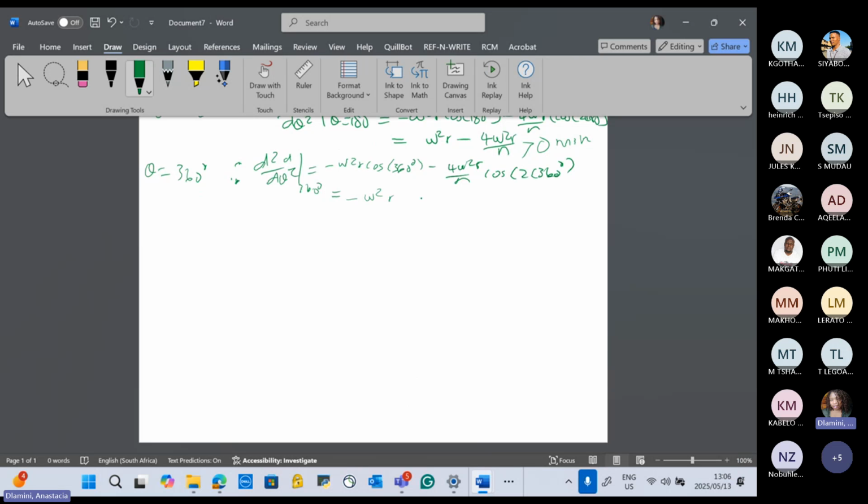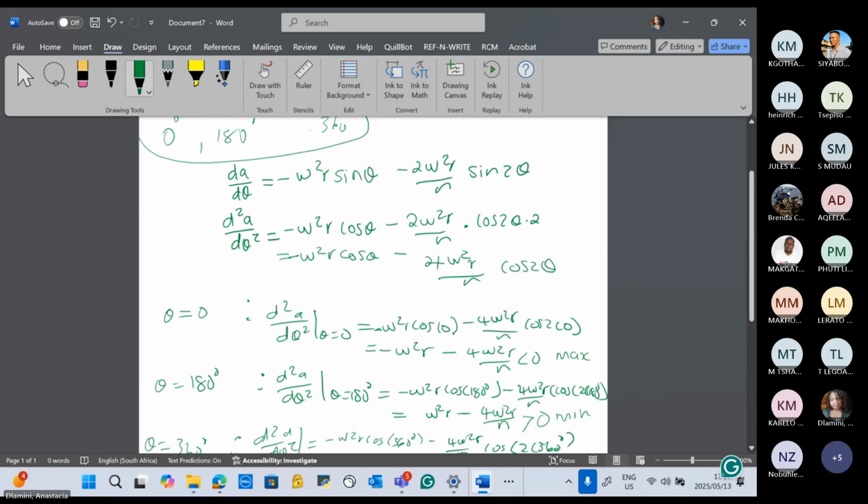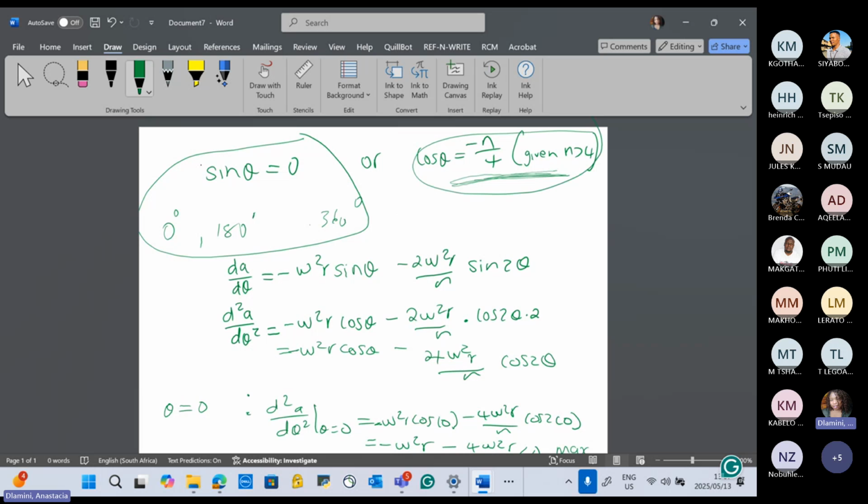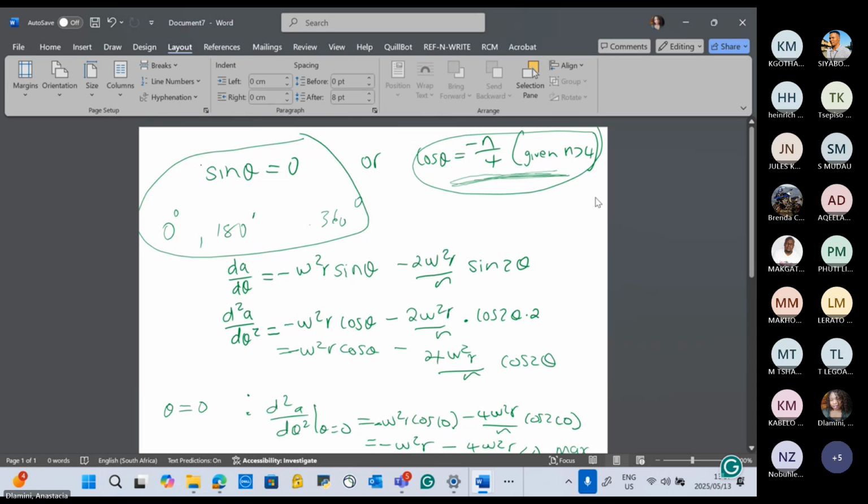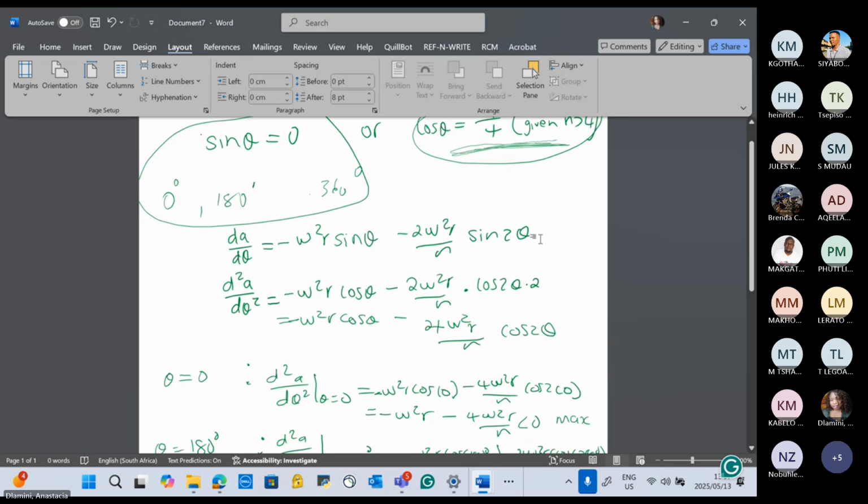Is it negative on the other side as well? Yes, it should be negative, ma'am. So then this will be less than 0, which is also another position for the maximum. Now, we are done with this one. Let's come to that one.